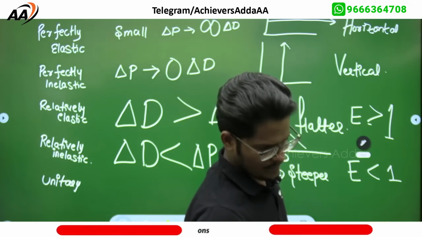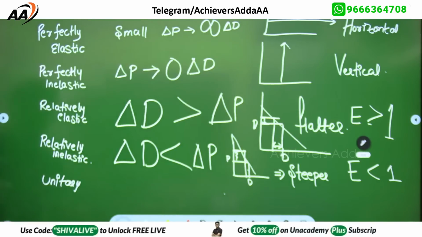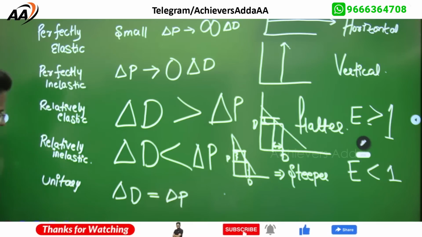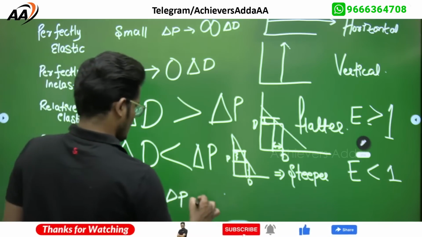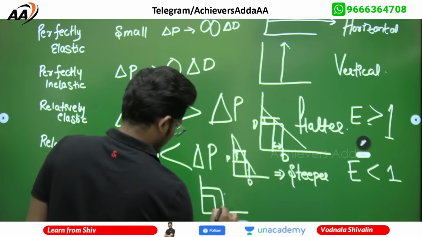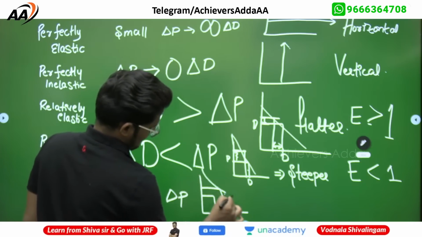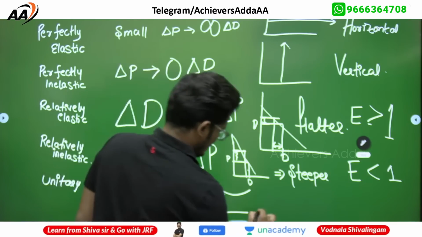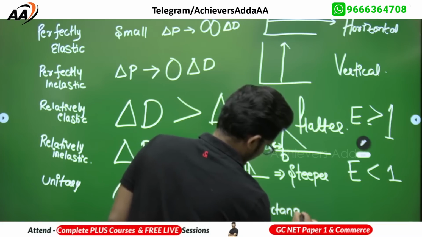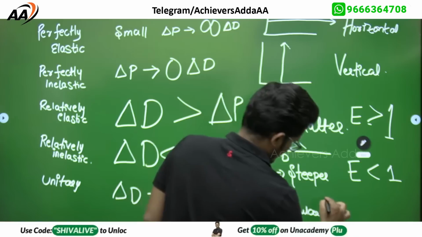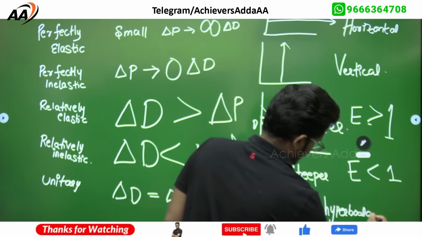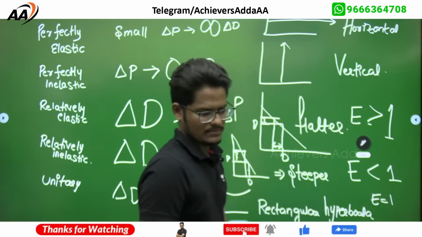Now the final one is there. This is the change in demand and change in price, both are equal. Both changes are equal. That is what is unitary elastic. Here the curve will be a rectangular hyperbola. A rectangular hyperbola. Rectangular hyperbola is the e equal to 1 situation.